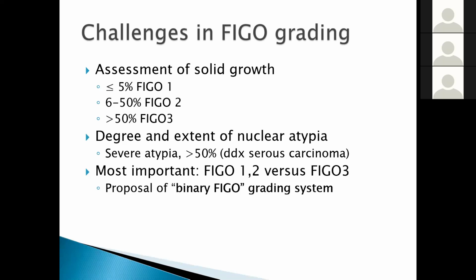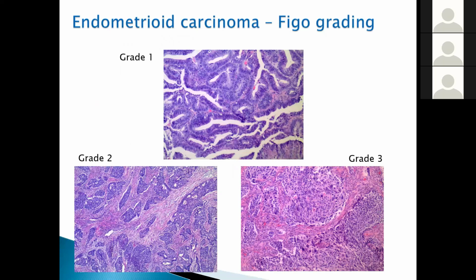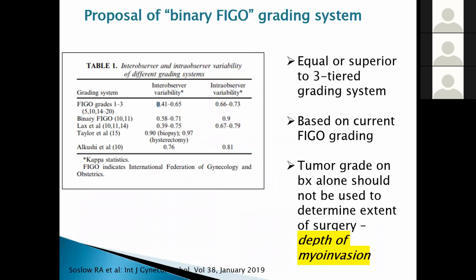I wanted to tell you guys that in the near future, they're going to get rid of the 3-tier system and it's going to be 2-tier, one low grade and high grade. These are just examples of grade 1 we saw today, grade 2 more solid, 5 to 50, and grade 3 more than 50% solid. What they are trying to do, from this paper, is lump together 1 and 2 and call it low grade, and 3 will be high grade. Of course, the inter-observer variability and reproducibility is much better. It's a 2-tier system.